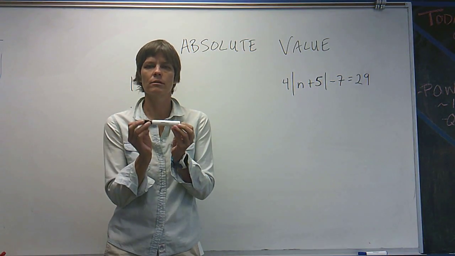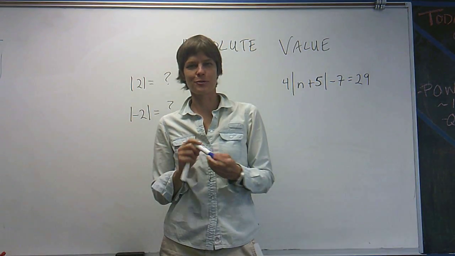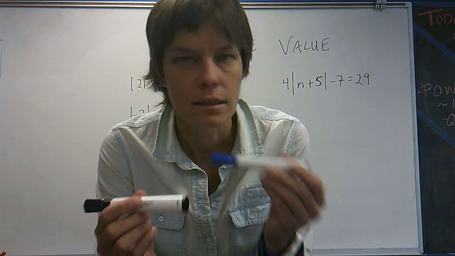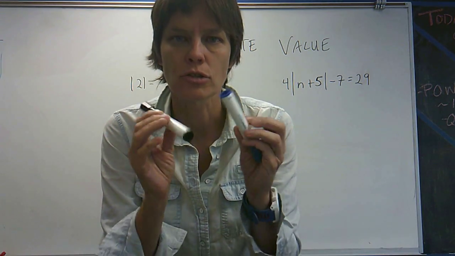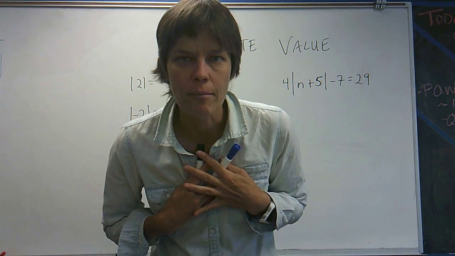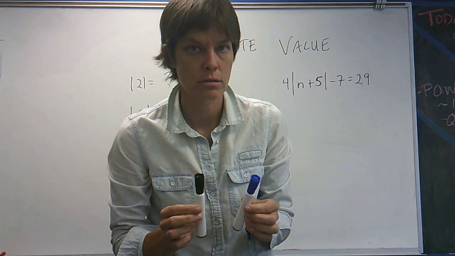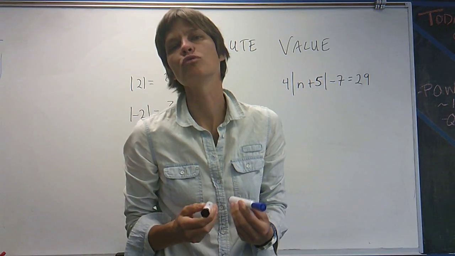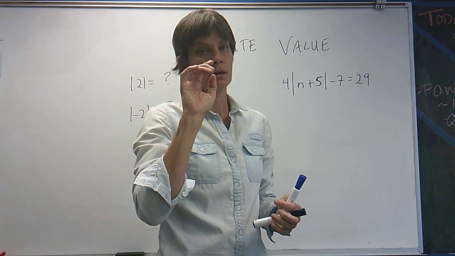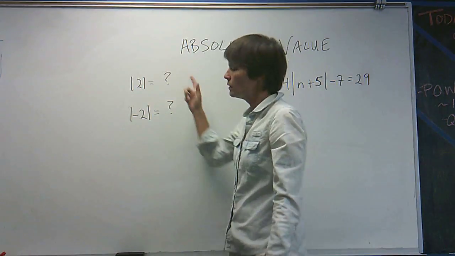But this marker exists. Here's another one, it also exists. They both are here. There are two of them. It doesn't matter if I have them or if you have them, there's still two markers. There's an absolute nature to them. They exist. Mathematically, we call this absolute value. So, what does that mean?